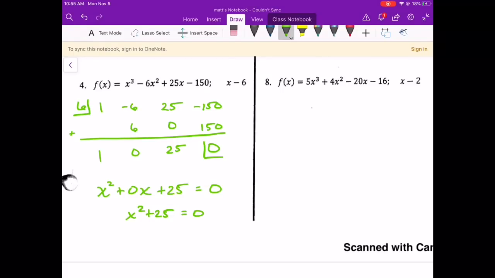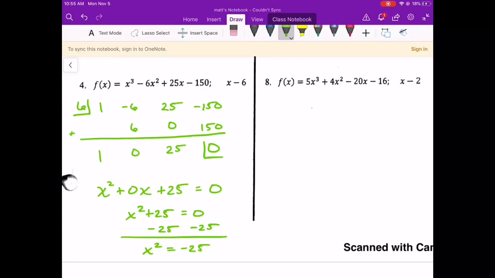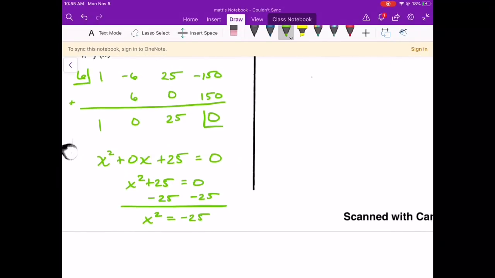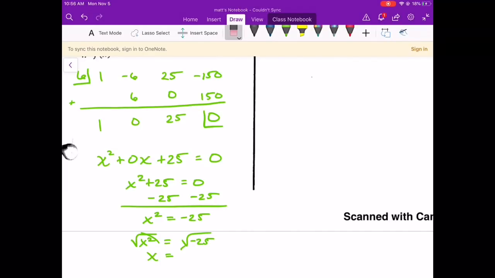It's not going to factor for me, so I'm going to subtract 25 from both sides. And I get x squared is equal to negative 25. And some of you are starting to sense how this is going to be a little bit of a headache. How do I get rid of an x squared? I take the square root of both sides. And now those cancel, which is great, but I've got plus or minus whatever the square root of negative 25 is.